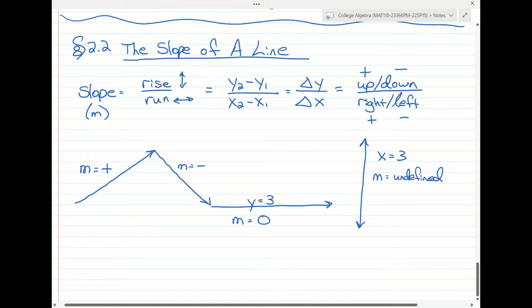The difference between undefined and 0 is just where 0 is in the formula. So a slope of 0 would be like if you had 0 on top. That would give you a slope of 0. Undefined would be if you had 0 in the denominator.